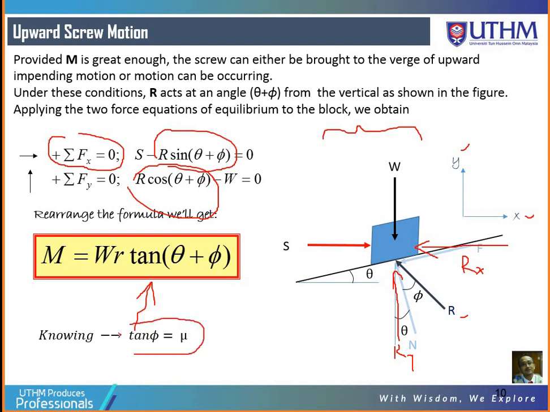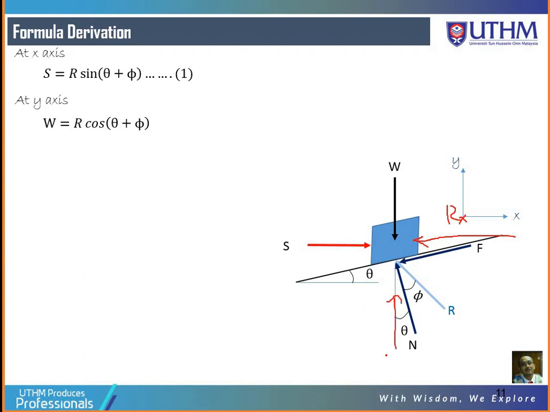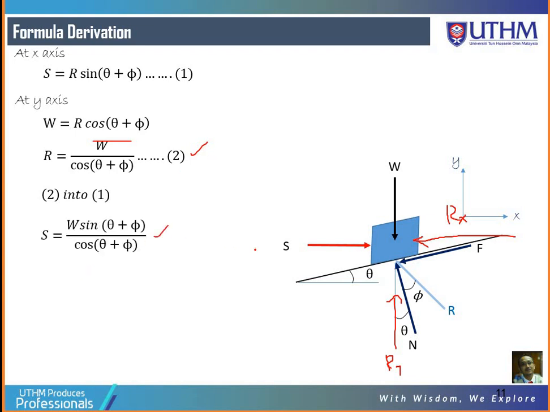Knowing that tangent phi is equal to the coefficient of friction, the formula derivation at the x axis: S is equal to R sine (theta plus phi), which is Rx. At the y axis, this is R cos (theta plus phi), which is Ry. When you rearrange the equation, you will get this equation. Put equation 2 into 1, you will get this equation, and then you simplify until you get equation number 3.